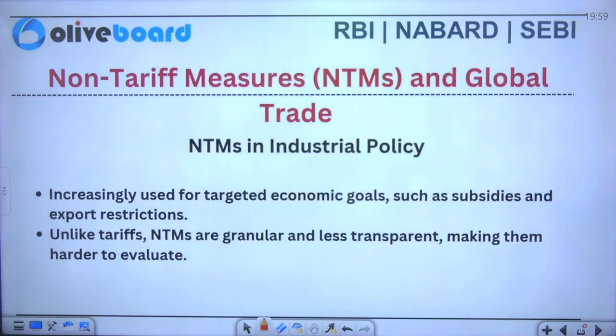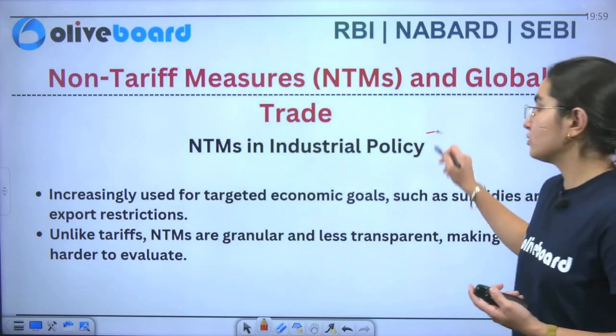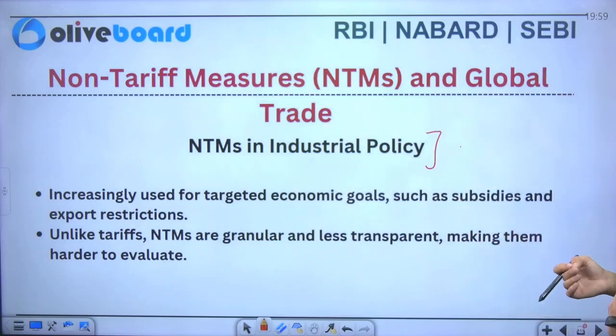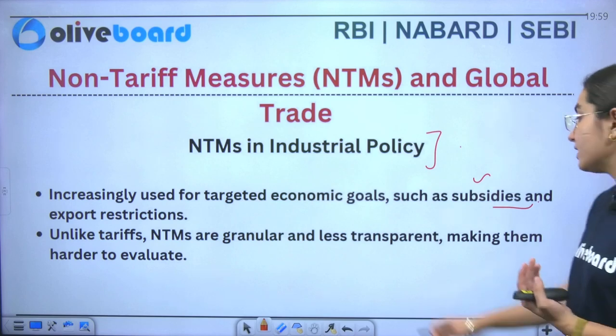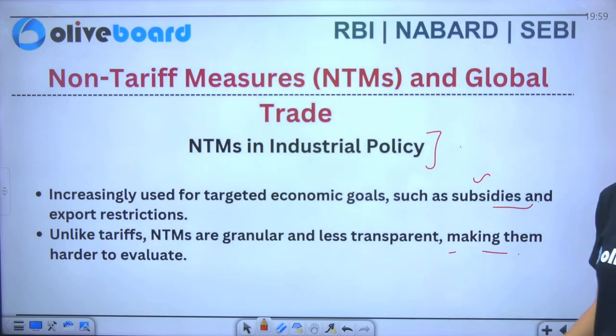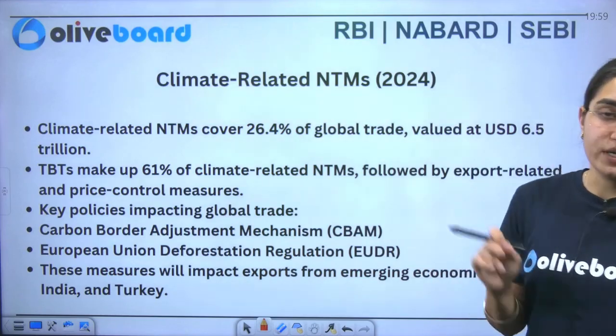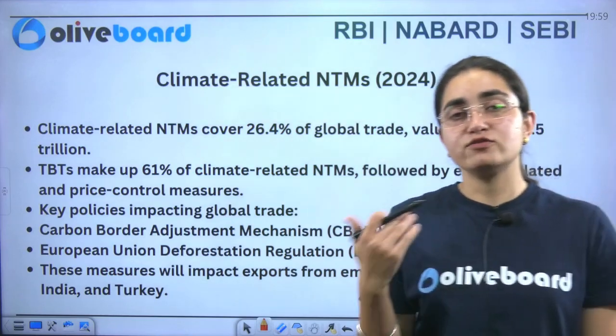Okay. Now if I talk about the industrial policy, you can see here that there is an increasing use for targeted economic goals, your subsidies and your export restrictions. ठीक है, unlike tariffs, जो हमारे non-tariff measures हैं, they are granular, they are less transparent, and they are making them harder to evaluate. This is the problem that is related to your non-tariff measures. Now we have talked about, in general, industries.